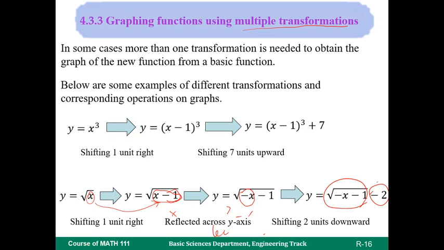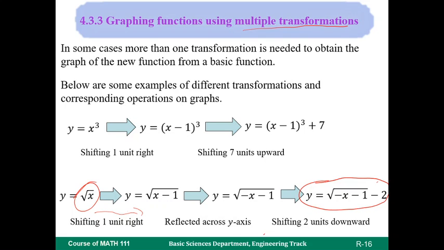So as you see, we shifted 1 unit to the right by doing this transformation, and then reflected through the y-axis, and then shifted 2 units downward. So to graph this one, we can use the basic function. If you know what types of shifts and reflections you do, you can get from here to here by using appropriate shiftings and reflections and maybe stretchings. This is the lesson we have to learn here.